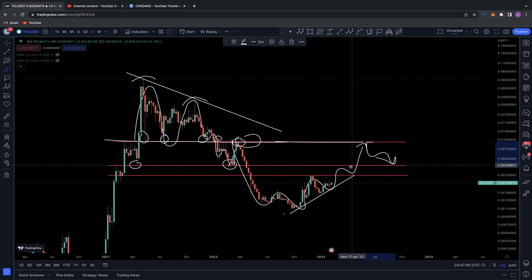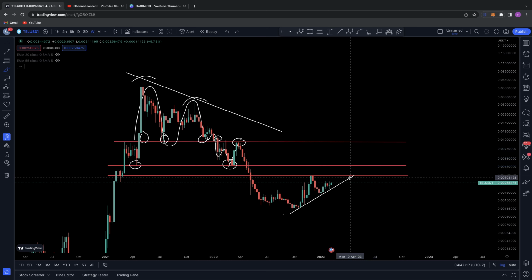So does it have to get there? Of course not. Could we run into resistance right now and potentially come back for a higher low? Of course we could. Could we lose our local lows? Of course we could. Anything is possible, guys. It's all a guessing game and just looking at patterns and support and resistance.